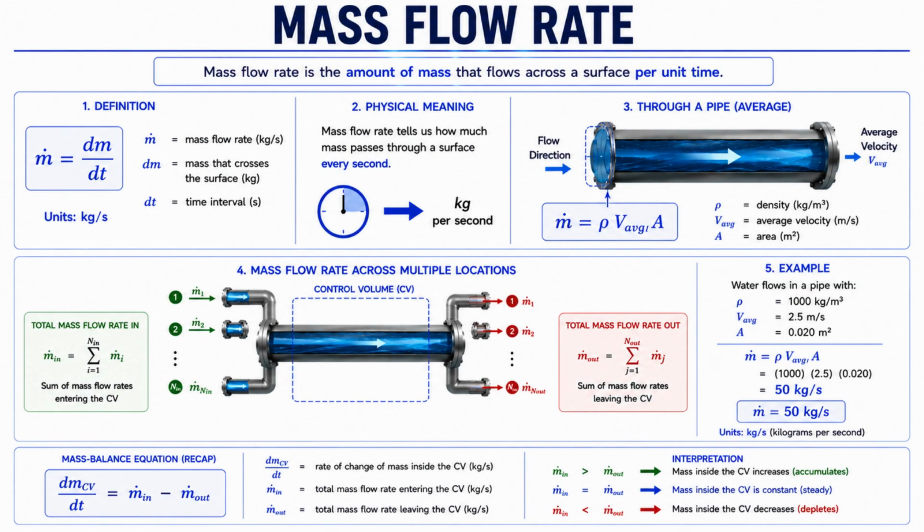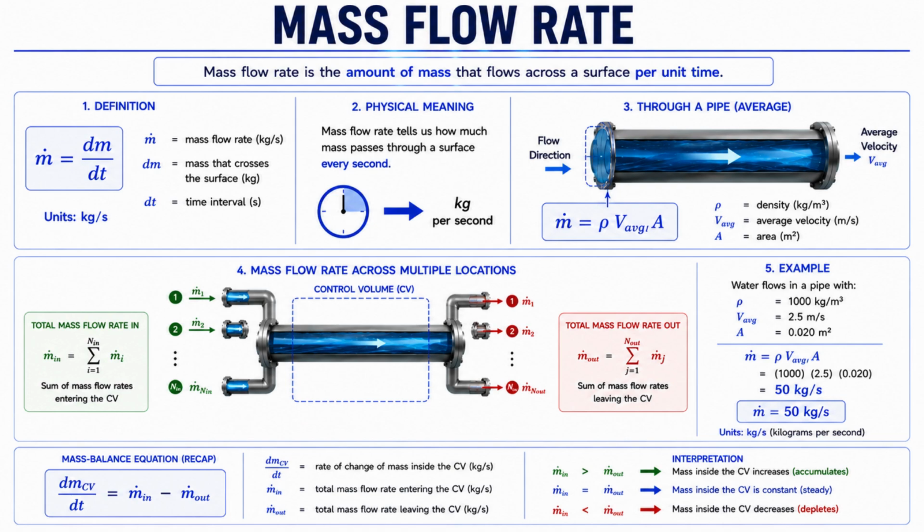So far, we've talked about mass entering every second. Engineers call this quantity the mass flow rate. Instead of measuring how much total mass exists, we measure how quickly that mass is moving through a surface. 3 factors determine the mass flow rate: the density of the fluid, the cross-sectional area of the pipe, and the average velocity of the flow.